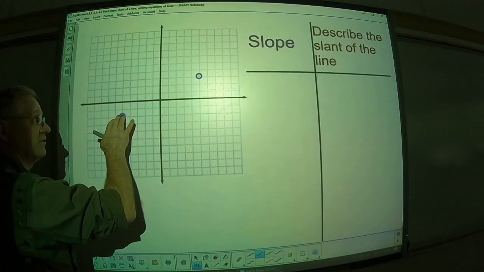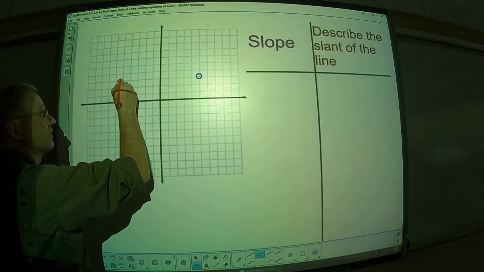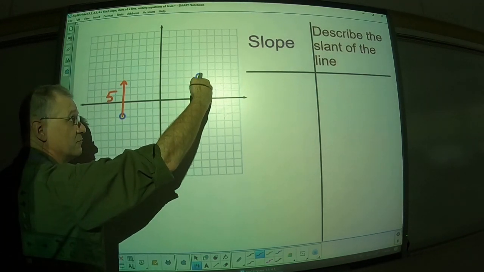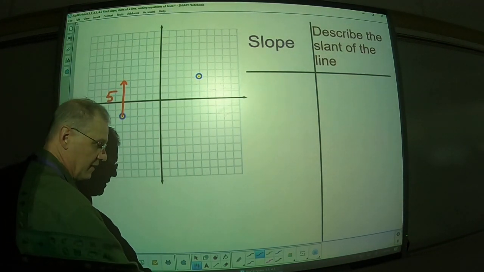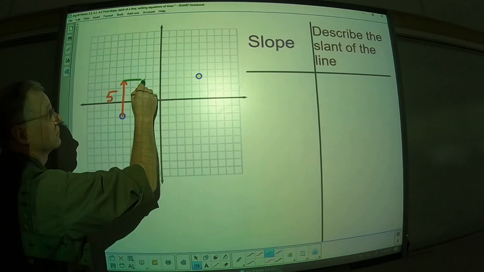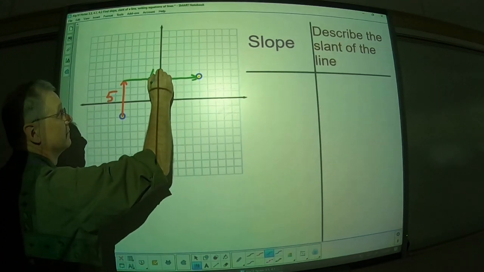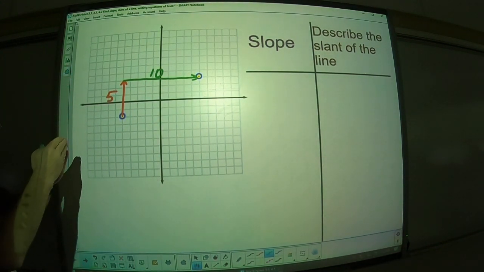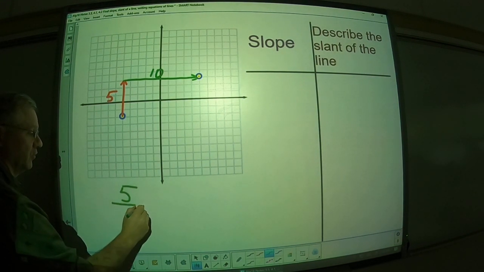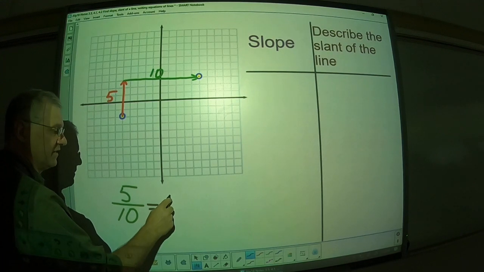In this case, if I started here and I'm trying to get to this one, I have to go up 1, 2, 3, 4, 5 to get to the same level. So that's a +5. If I was going down, if I was moving down here, it'd be a -5. And then we're going to the right to get to this one. 1, 2, 3, 4, 5, 6, 7, 8, 9, 10. So it's the rise over the run. In this case, the slope would be a 5 over 10. And of course, we want to simplify that, and that would simplify to 1/2.